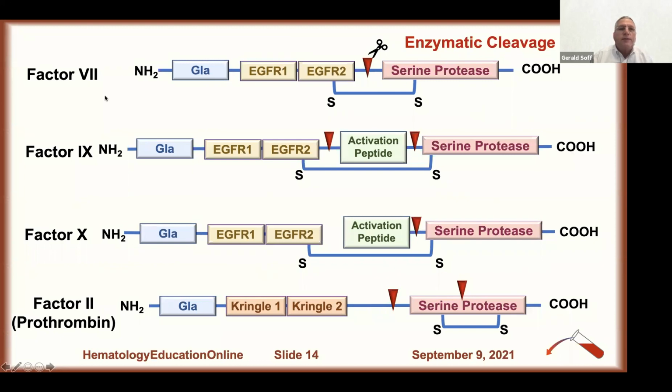But as these proteins are formed, they are proenzymes. They are not active. They have the capacity to become activated, but they're not yet activated. And we'll talk about this in a moment, but a series of proteolytic cleavages, sometimes one per enzyme, sometimes two, but they all require proteolysis to become activated.